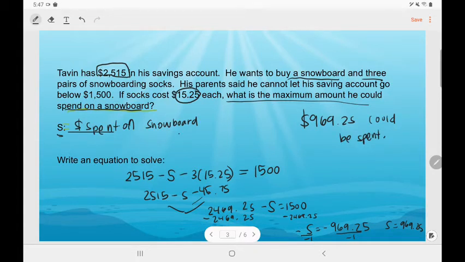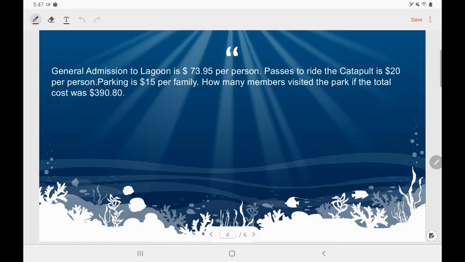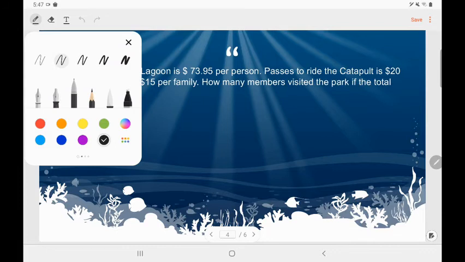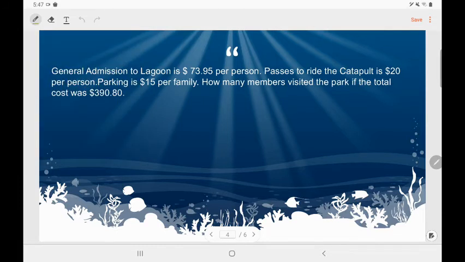All right, let's look at another one. So general admission to Lagoon is $73.95 per person. Passes to ride the catapult is $20 per person. Parking is $15 per person. How many family members visited the park if the total cost was $390.80?